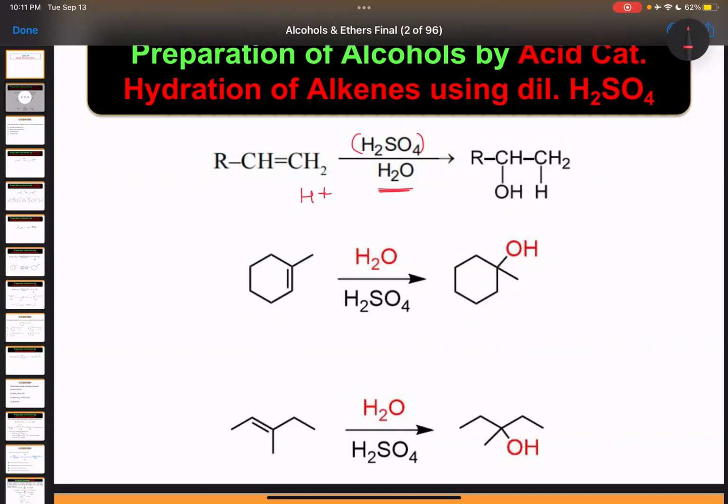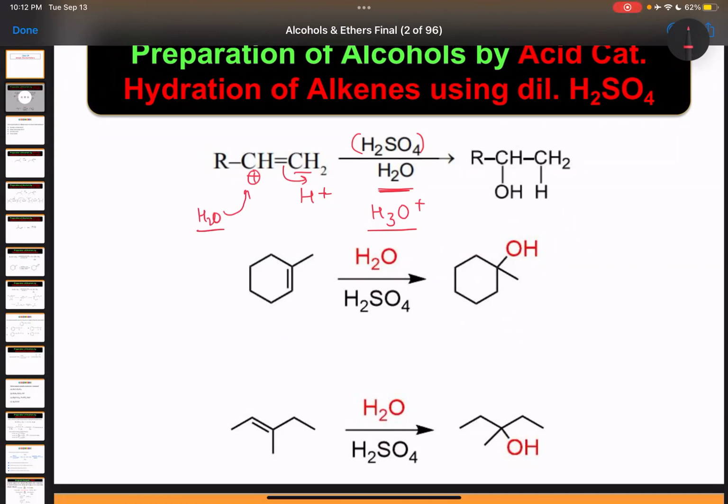You will be given dilute H2SO4, or someone may write just H plus H2O, or someone may write just H3O plus. Is it clear? Yes. All are the same. H plus will come, and it is Markovnikov addition. It will get attached to the carbon atom bearing more hydrogen. The cation will form here, and the water will go and get attached to this position. Is it clear or not?